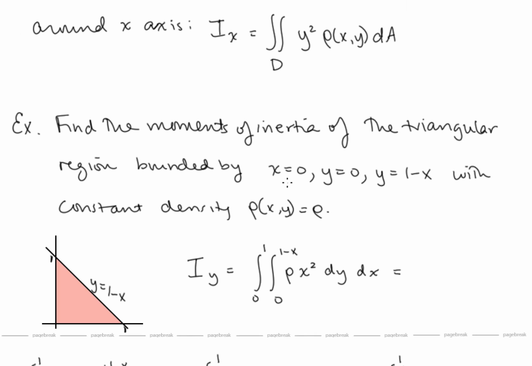So let's find the moments of inertia of the triangular region bounded by x equals 0, y equals 0, y equals 1 minus x. So that's this region here. With constant density now, rho of xy is equal to rho. So this is a constant now. So for the moment of inertia around the y-axis, we're integrating x squared times rho. And setting this up dy dx looks like y going from 0 to 1 minus x, and then x going from 0 to 1.